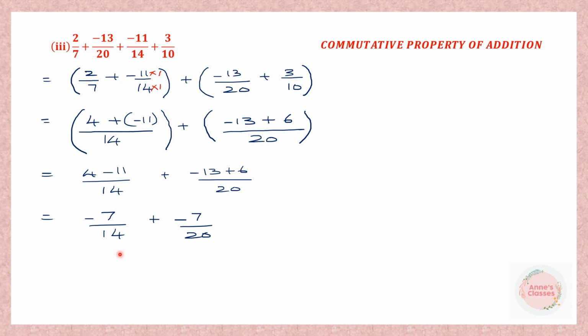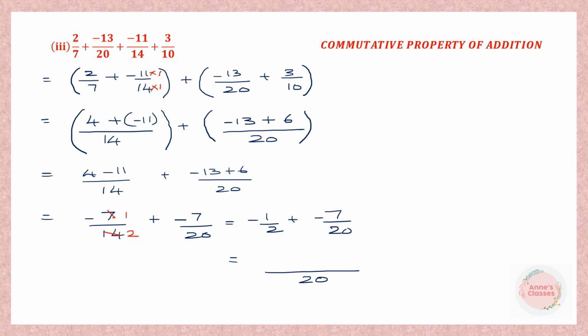Now again, to make our work easier, here 7 and 14 can be reduced to the lowest term. That is, 7 1s are 7 and 7 2s are 14. So what are our new rational numbers here? It is minus 1 by 2 plus minus 7 by 20. So now to find the LCM of 2 and 20, the LCM is 20.